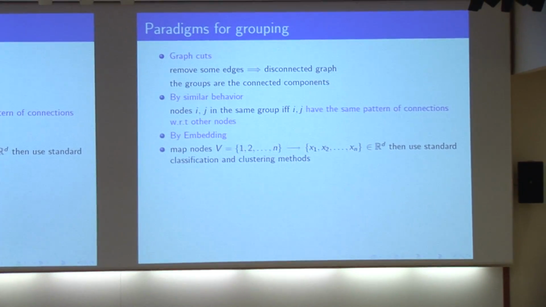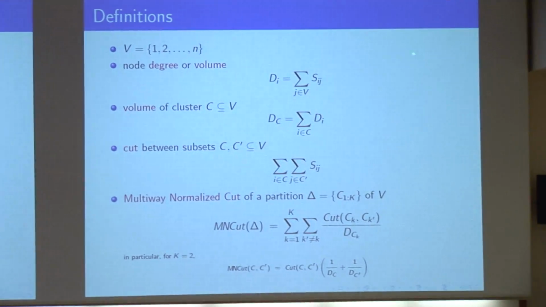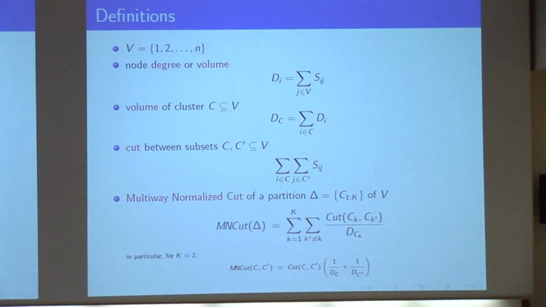So enough about paradigms. Let's become a bit more precise. Assume that now our points are labeled 1, 2 to n. And the set of nodes is called V, typically the set of nodes of a graph. And instead of edges, I'm going to have the similarities Sij, which are weights on the edges. And I'm going to define the following things. First of all, the volume of a node, it's also called the degree of a node. If the Sij were 0 or 1, it would be the number of edges incoming into node i. If the edges are weighted, it's the sum of the weights of those edges.